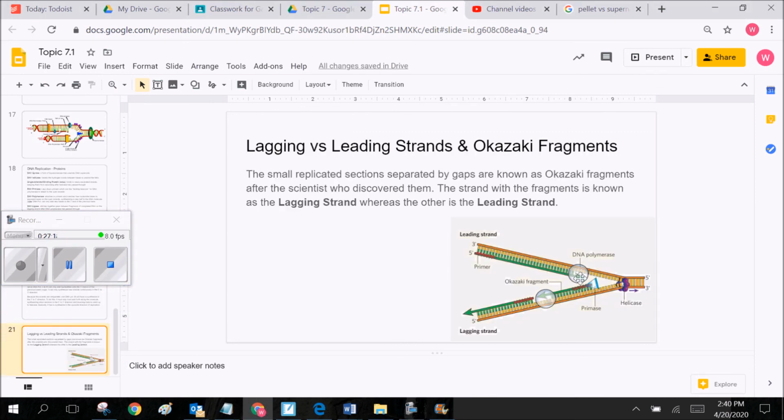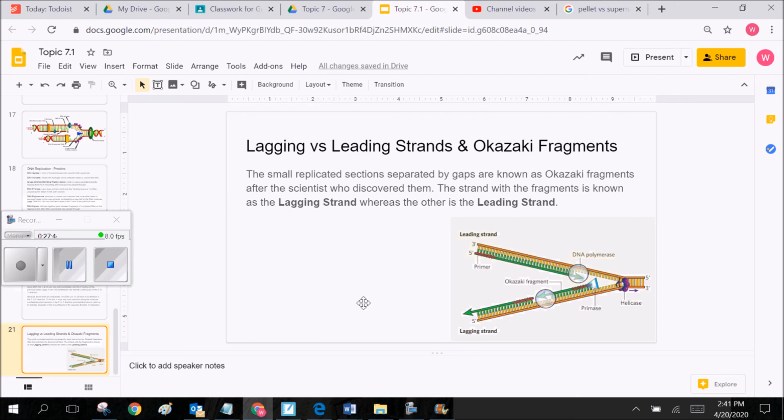So that's what we mean by leading and lagging strand, just to further clarify. Leading strand is the one that goes naturally from 5 to 3 and can be synthesized continuously. Lagging strand is the one that goes from 3 to 5 and has to be synthesized in little gaps or fragments to be put together later by ligase. So by the end, what we've done is we've taken one DNA strand and we've turned it into two.